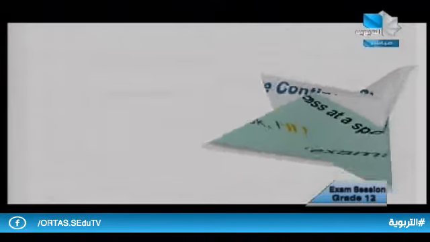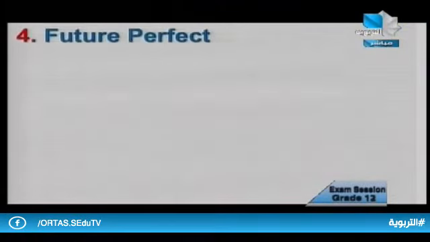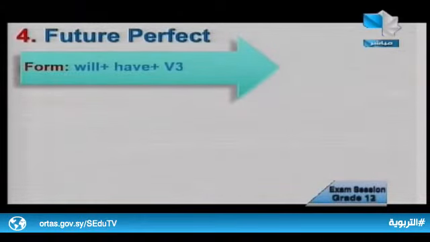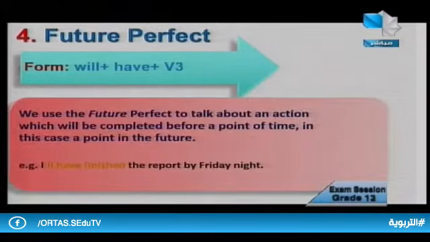The future perfect. The form: subject, plus will, plus have, plus the past participle, which is verb 3, as the students know. We use the future perfect to talk about an action which will be completed before a point of time, in this case a point in the future. For example, I will have finished the report by Friday night.